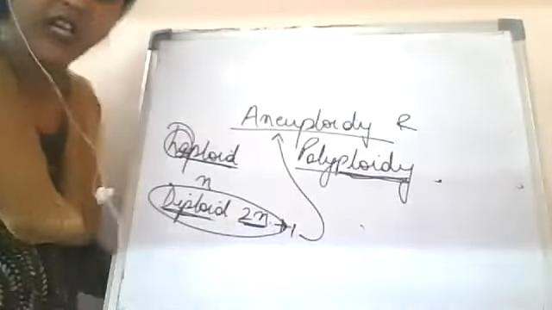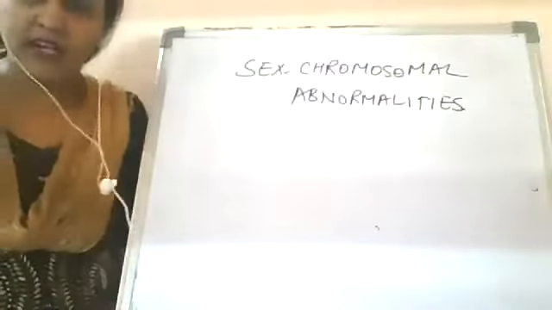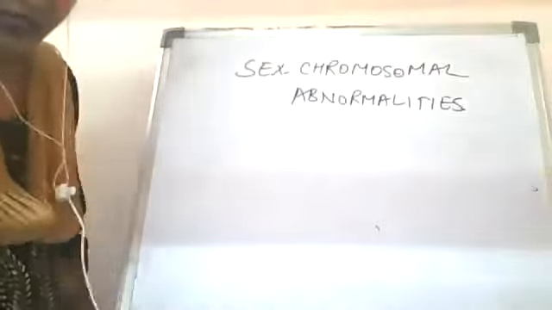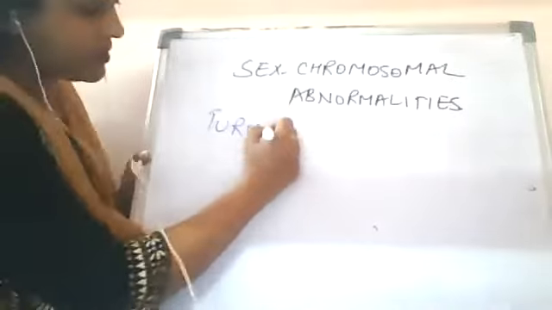Then let's quickly proceed to sex chromosomal abnormalities. We have discussed that there is only one important disease related to autosomal abnormalities. Regarding the sex chromosomes, there are a number of diseases. So next we'll start with sex chromosomal abnormalities, and the first abnormality we'll study is Turner syndrome.